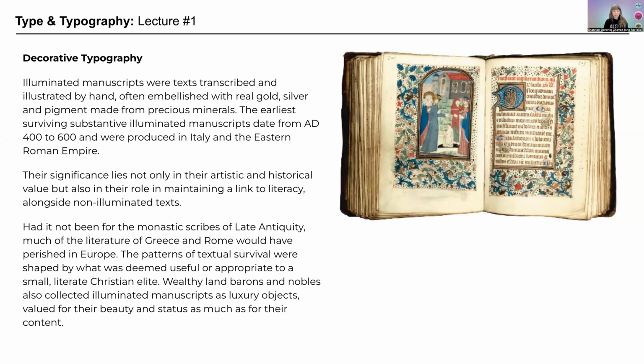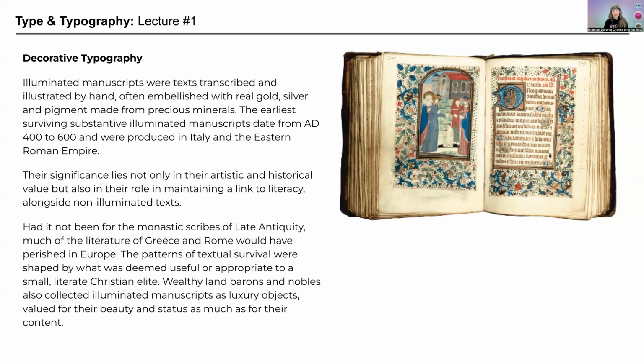So, had it not been for the monastic scribes of late antiquity, much of the literature of Greece and Rome would have perished in Europe. Why? The patterns of text survival are shaped by what was deemed useful or appropriate to a small, literate Christian elite. So these are created during a time period where literacy is not as important to a person's everyday activities, right? We're looking at feudal societies, agrarian economies. The people who are the most literate are the most elite. The most wealthy have the most privilege, the most leisure, and the most money.